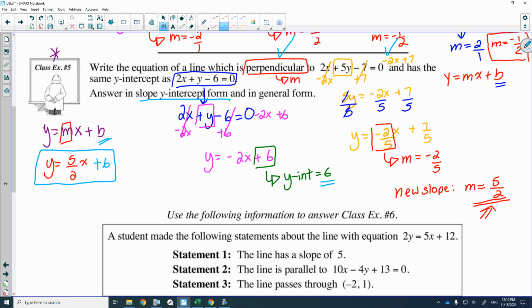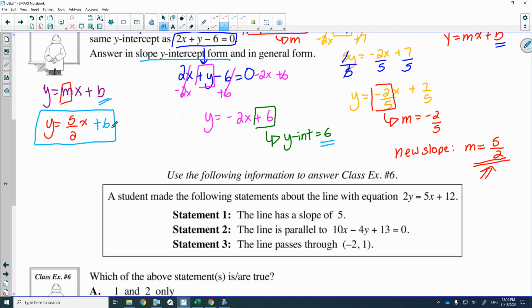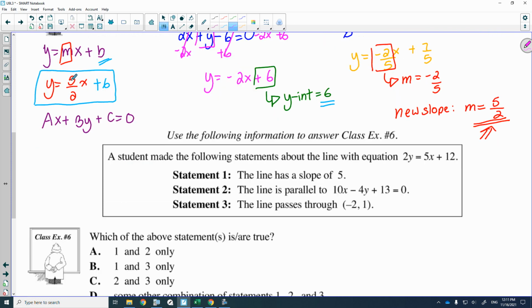From here, they say, okay, give it to me in slope y-intercept and in general. So then I'm in slope y-intercept. I need to get out of this, and I need to go back to this. So remember, for general, what you care about is the x. The x needs to be positive. So if I look at this equation here, the x is positive, so it stays. I'm going to subtract y from both sides, right? Because I want the x to stay. So I'll be getting rid of that y.